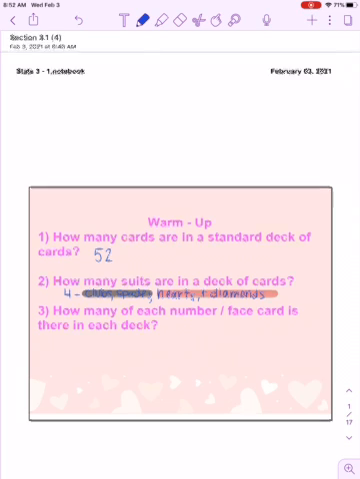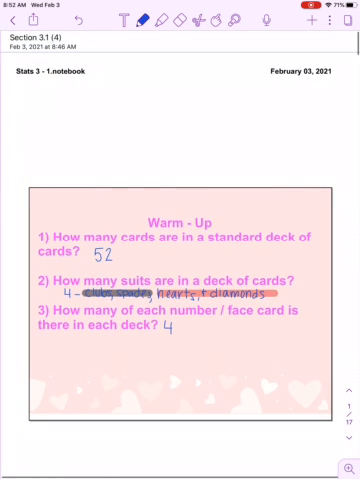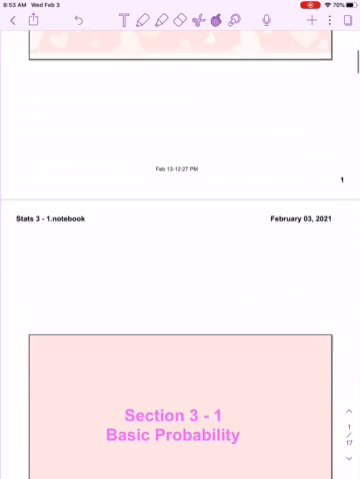How many of each number or face card is there in each deck? There are 4. Like there are 4 2s, there are 4 queens, there are 4 aces, whatever it is, because there's 1 of each suit. So there is 1 queen of hearts. There is 1 2 of spades or whatever.